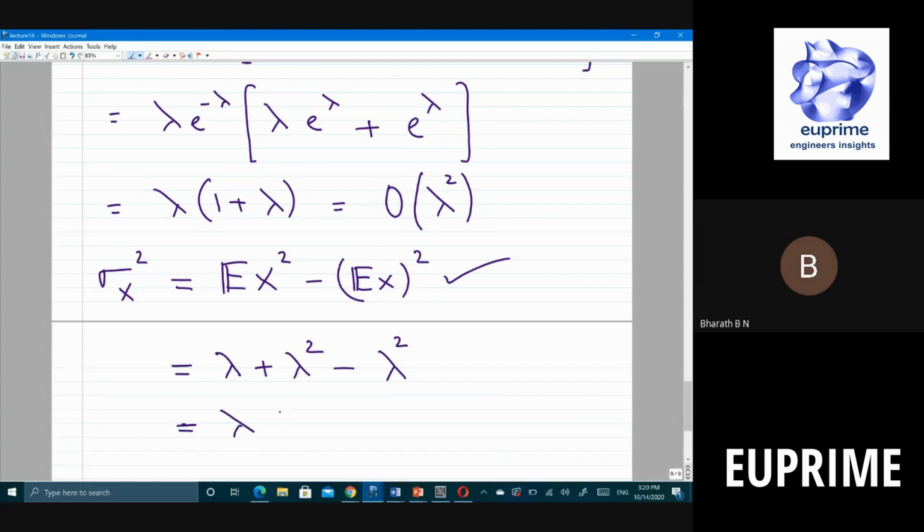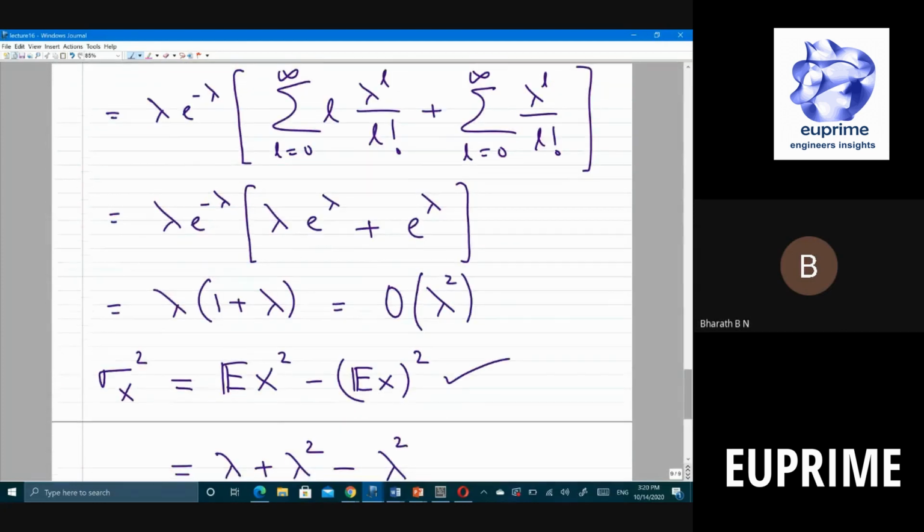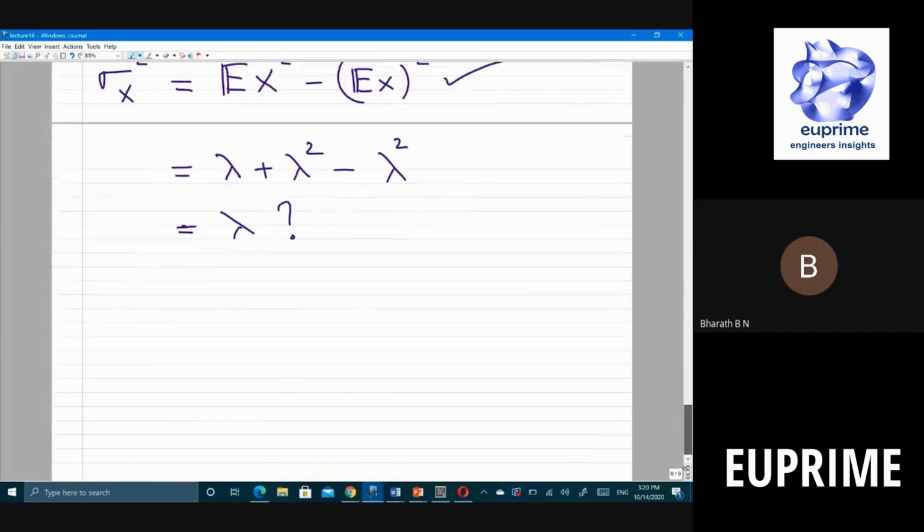Is this correct? I hope so. The second moment, okay. Right, so it's easy to compute the moments here, right? So there are other ways to compute moments.